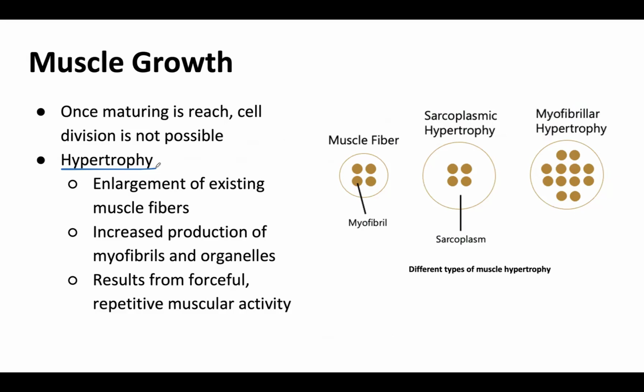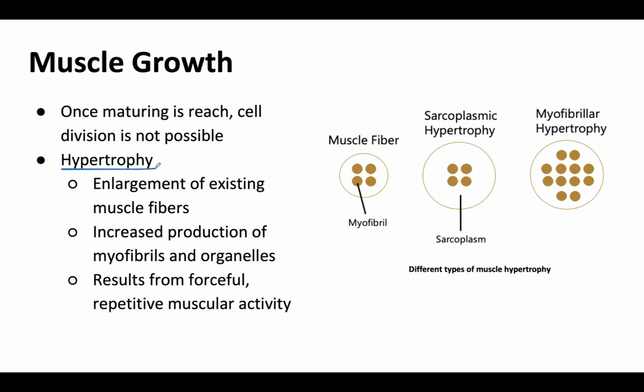What happens here is an increased production of myofibrils, which we will discuss in detail shortly, but they are the major component within muscle cells. Other organelles can increase as well. This is caused by forceful, repetitive muscular activities. Think of strength training. We know that will make muscles get larger, and that's how it's doing it. If you have more myofibrils, you're capable of more forceful contractions. During childhood, hormones, particularly human growth hormone, will stimulate an increase in the size of skeletal muscle fibers.